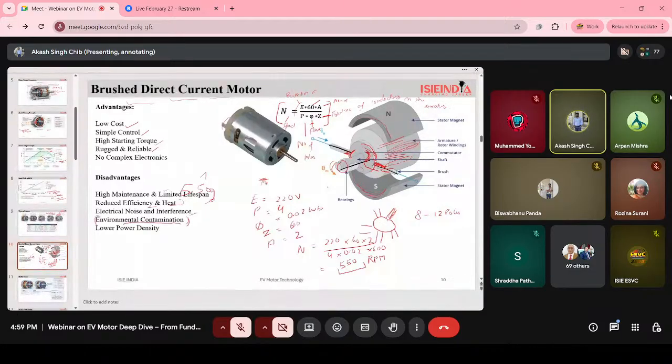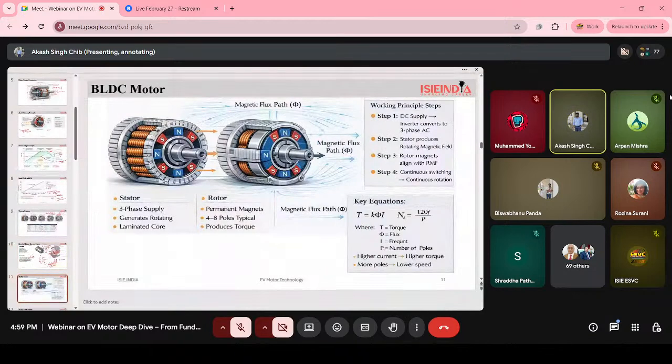Then let's move forward. Then comes the mostly used motor in our two-wheelers and three-wheelers, which is our BLDC. BLDC, what? Brushless direct current motor.